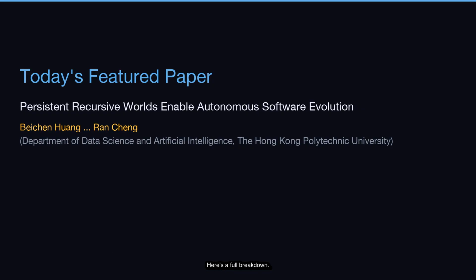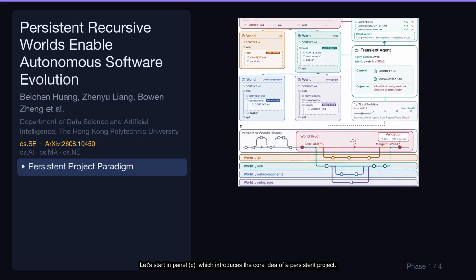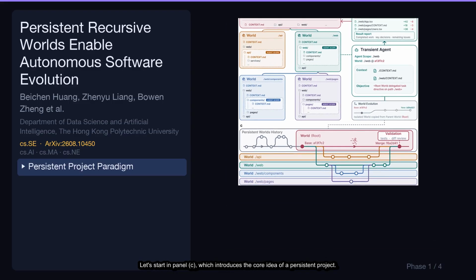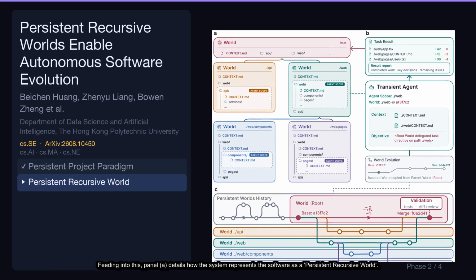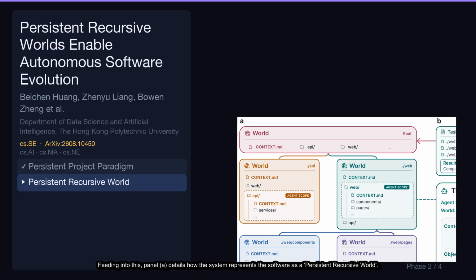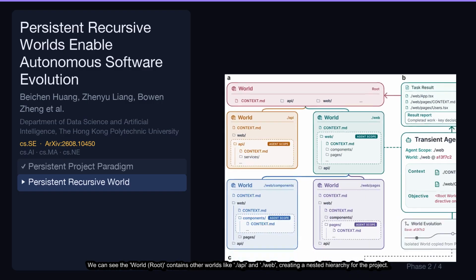Here's a full breakdown. Let's start in Panel C, which introduces the core idea of a persistent project. The persistent world's history shows how different software components, like the world root, evolve over time, outliving any single agent. Feeding into this, Panel A details how the system represents the software as a persistent recursive world. We can see the world root contains other worlds like ./API and ./web, creating a nested hierarchy for the project.